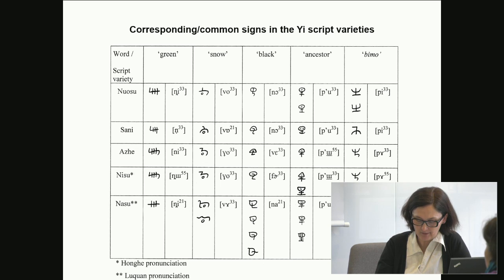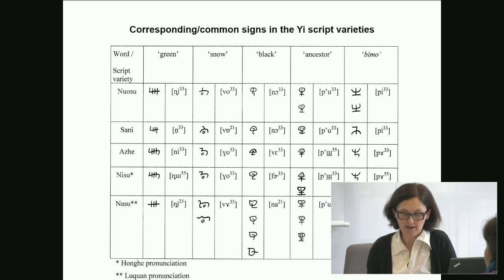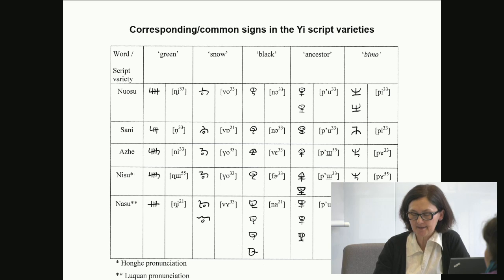On the basis of 20 texts representing those varieties. As the graphs are mostly used as syllabograms, the meaning indicated in the table is only one of their possible meanings. And the common or corresponding signs often, but not always, have similar sounds. They could also, but not necessarily, be used to write the same words.